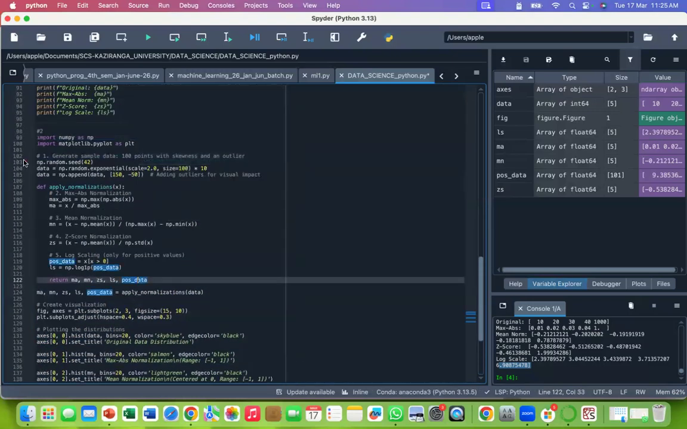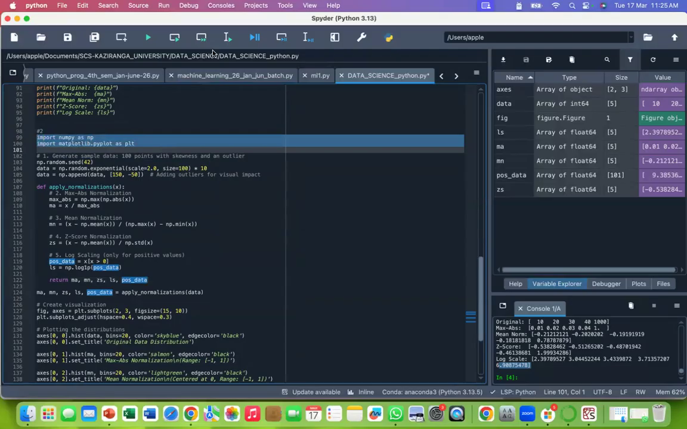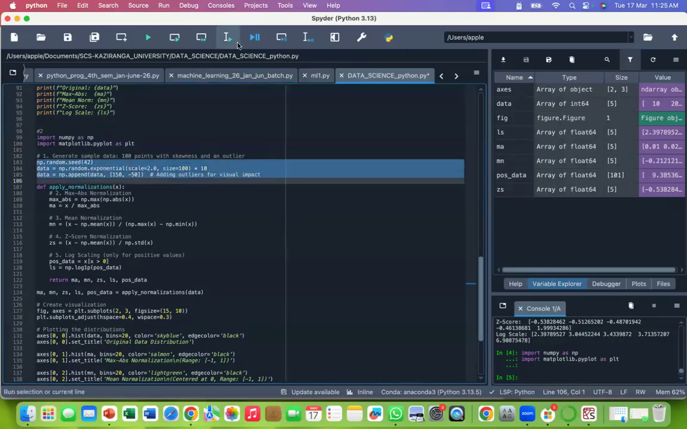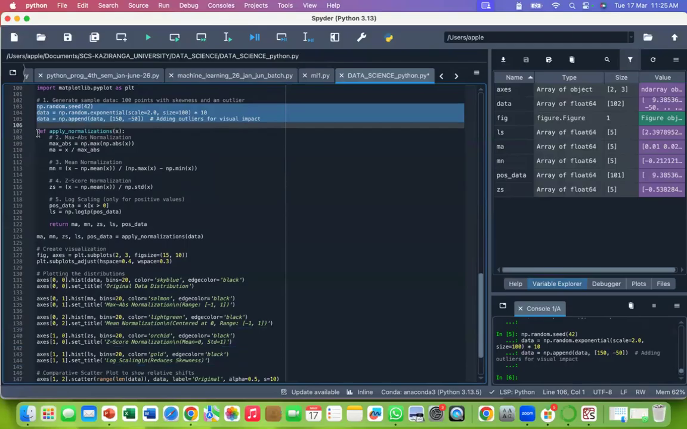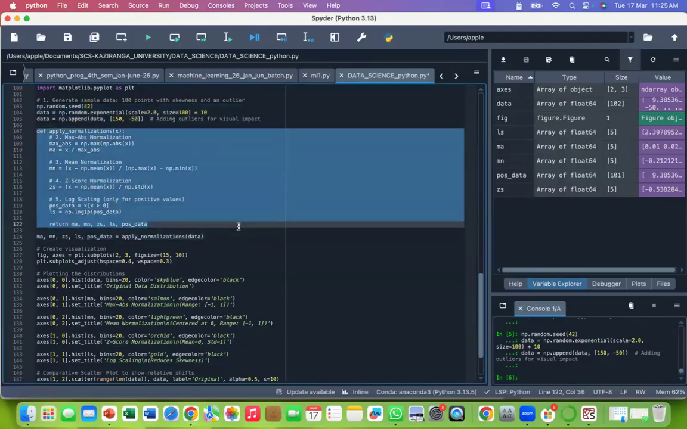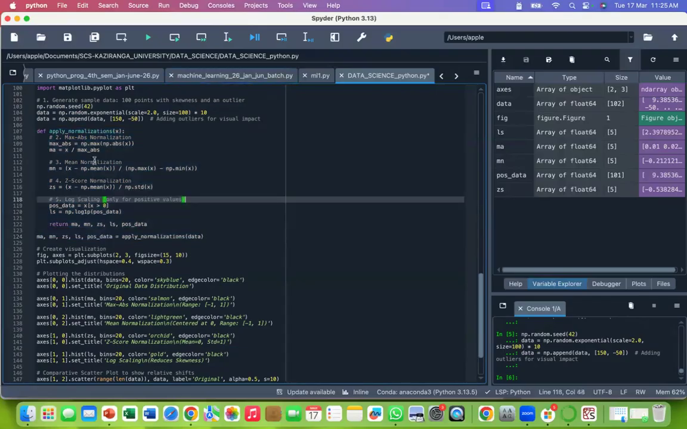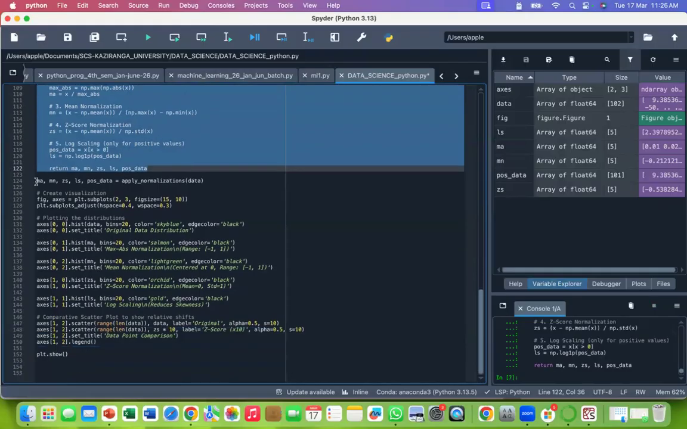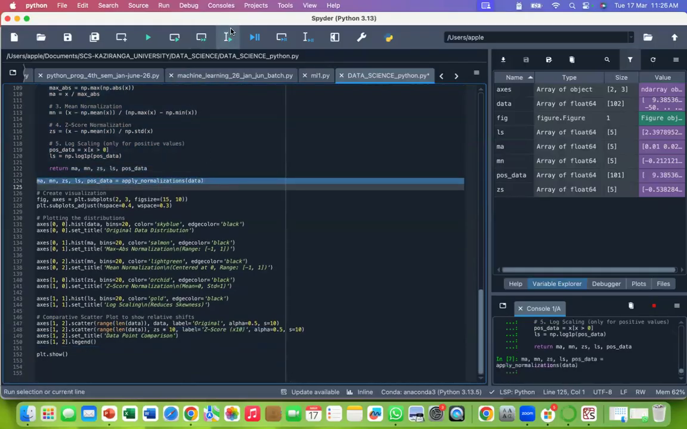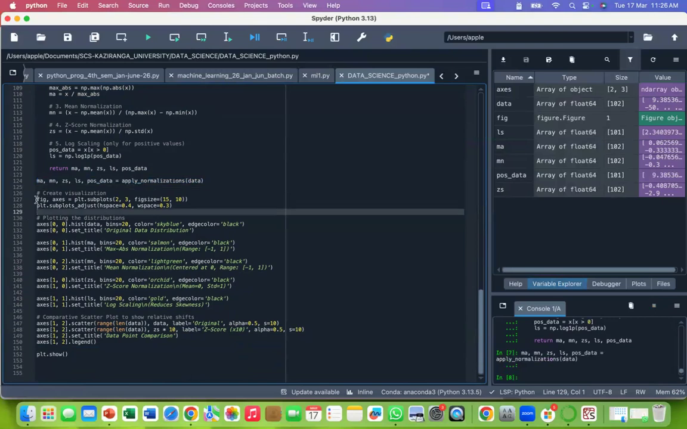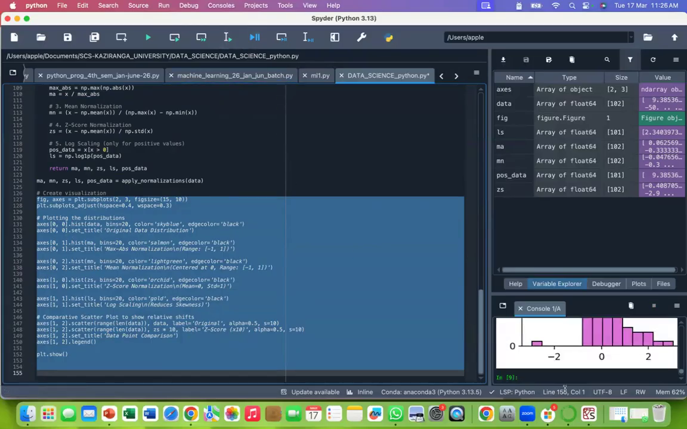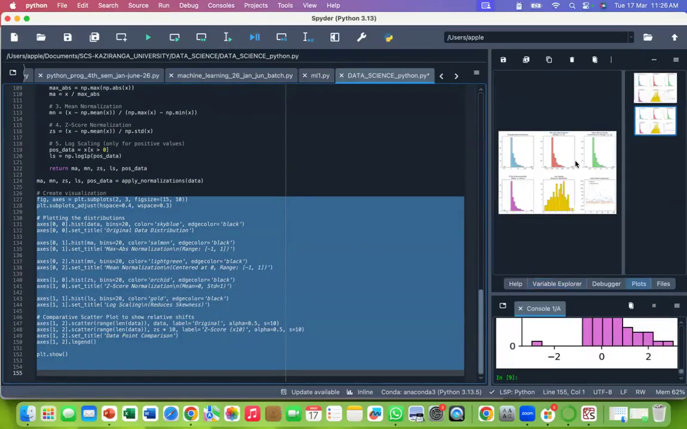Let's execute this line by line. Import done. Data points created. Function defined. Values assigned. Visualization created and shown. You can see the plots easily here.